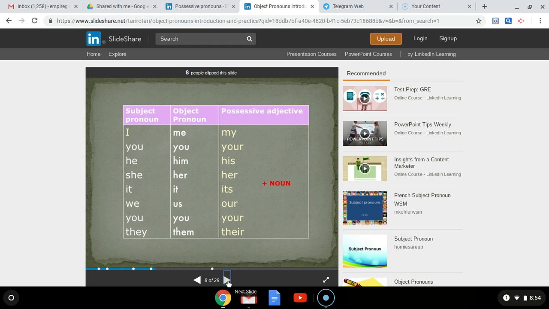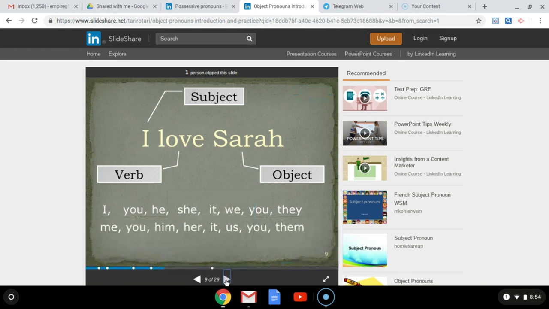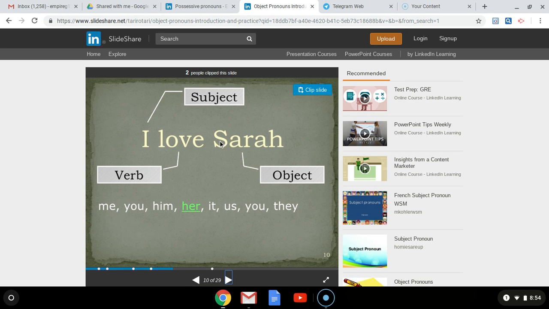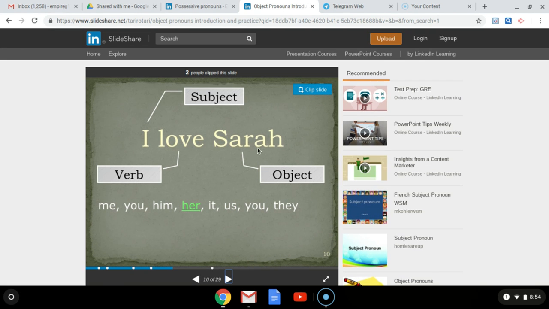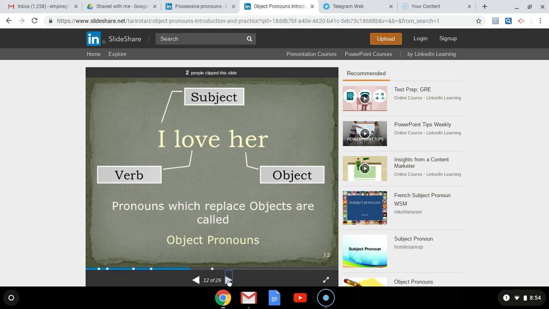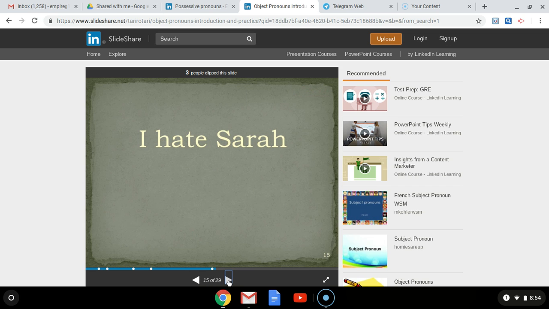So this is similar to the activity that I gave you before. We can say, I love Sarah, or you can say, I love her. Because Sarah is a woman or a girl, and we use her to talk about girls. So her replaced the object Sarah. I love her, right? It's the same thing.